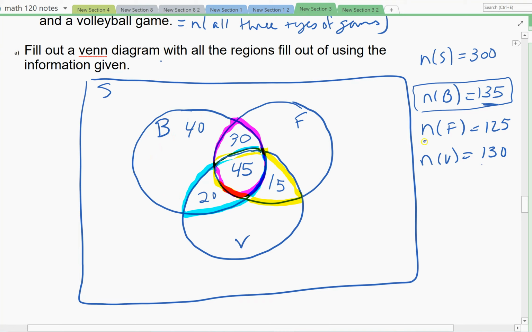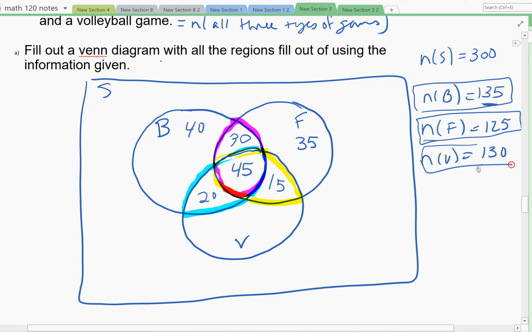And so then do the same thing for football. All right, the next one I'm going to look at is football. I'm going to do the exact same thing. To find my football, I take my 125, subtract away the 30 I've counted, the 45 I've counted, and the 15 I've counted. When I do that, that leaves me with 35. So 35 only went to football games, right? And that circle for football should add up to 125.